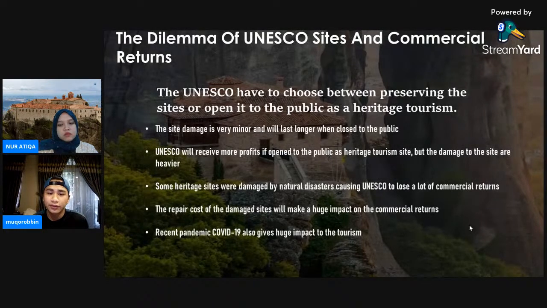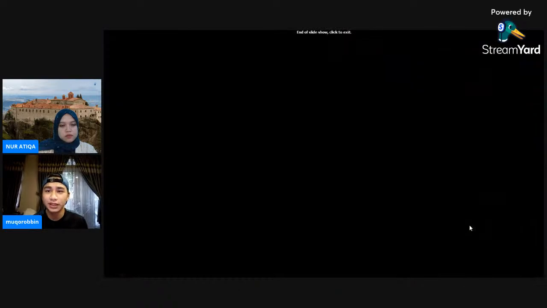Some heritage sites were damaged by natural disasters, causing UNESCO to lose a lot of commercial returns. The repair cost of the damaged site will make a huge impact on the commercial returns. Lastly, the recent COVID-19 pandemic also gave a huge impact to tourism. Okay, that's all from me.